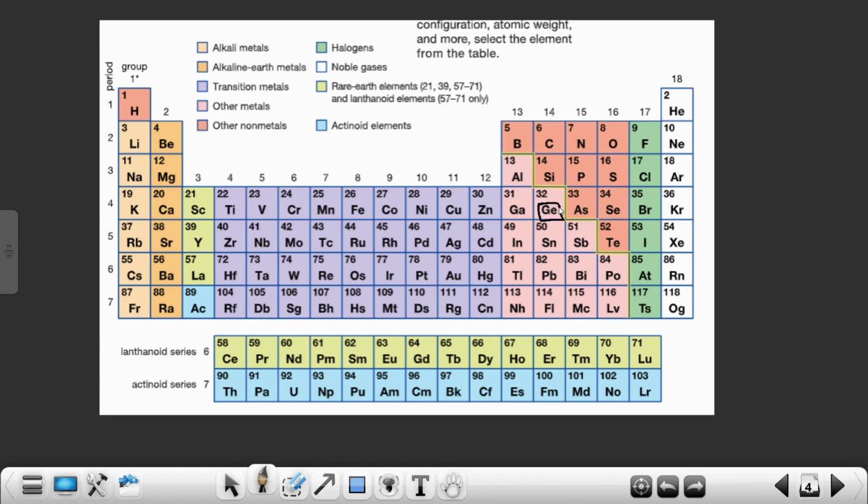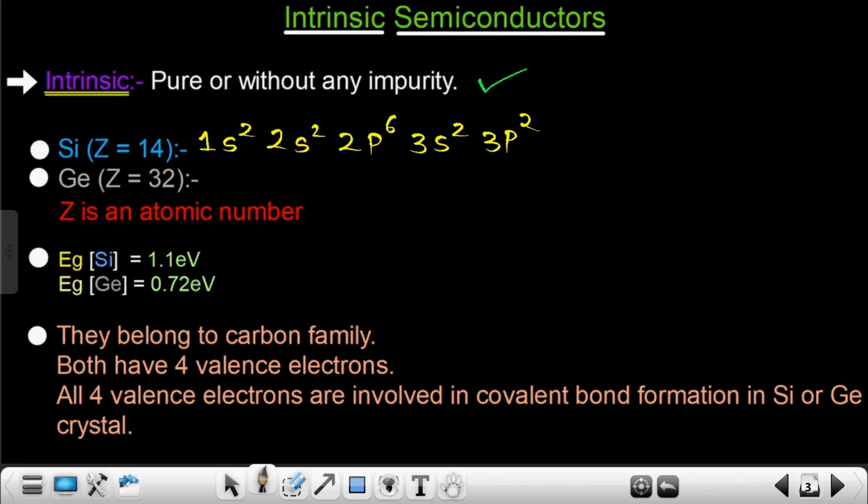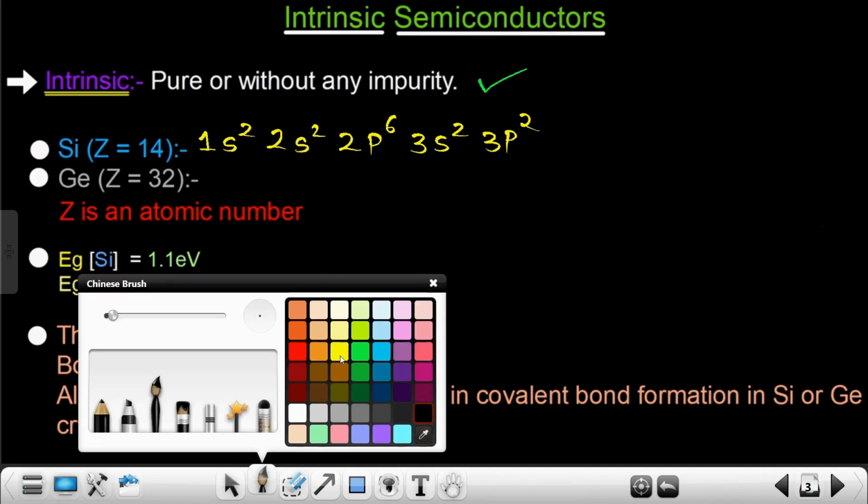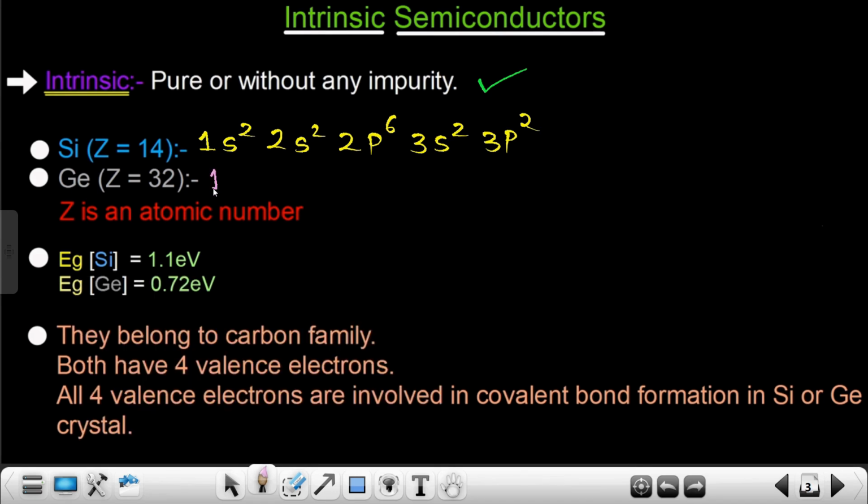Similarly, you see germanium. This is 32. That means 32 is its atomic number, right? So how are we going to represent its electronic configuration? It is quite simple. Let me represent it. So 1s2, right? 2s2, 2p6. Now I won't explain each and everything because I had already explained this part, how exactly we follow this process.